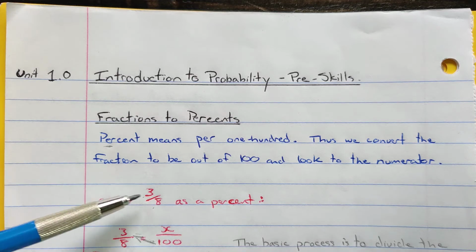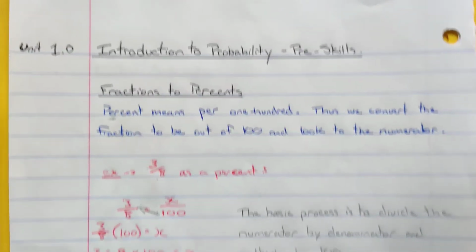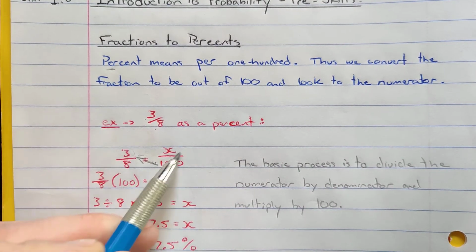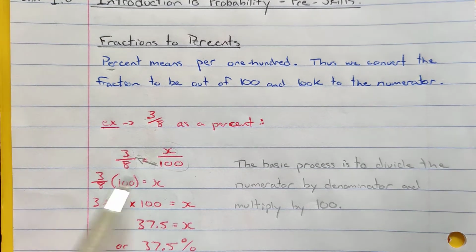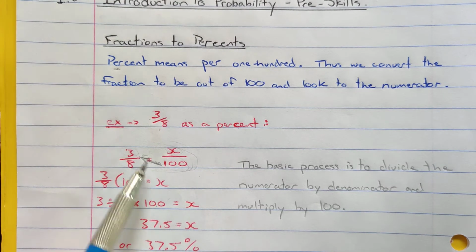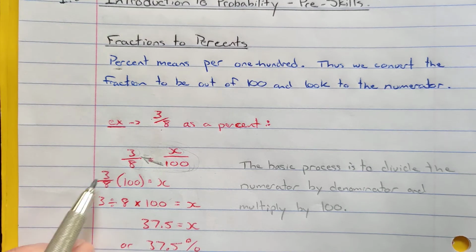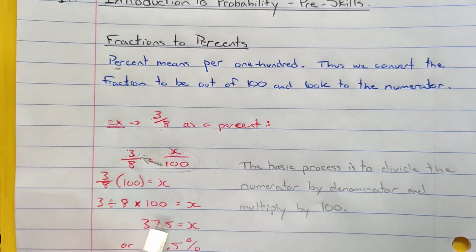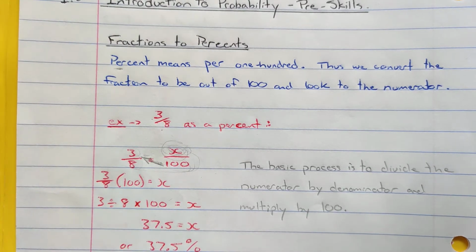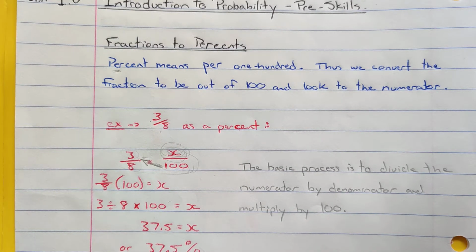So example, if we have 3/8 as a percent, then what we can do is set it up where we want to take 3/8 and figure out what it is out of 100. Well, all we do is set up this proportion, and then we cross multiply the 100 over with a 3/8. So we have 3 divided by 8 times 100, which is 37.5, which is going to be the x value on top of that fraction out of 100. Thus, it's the 37.5%. So the basic process is just that you divide the numerator by the denominator in the fraction and multiply that by 100.